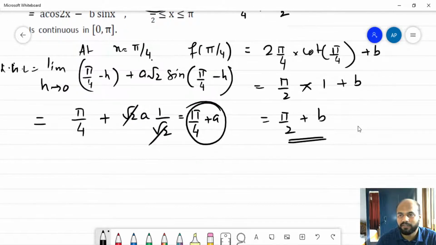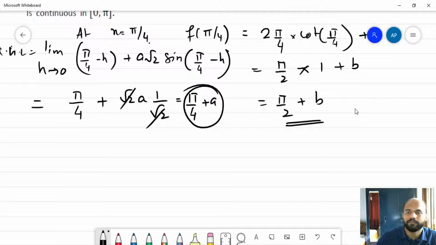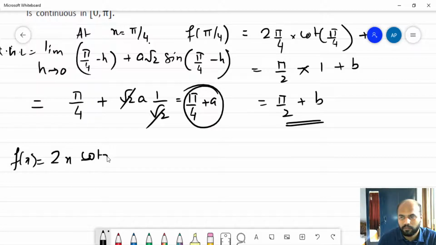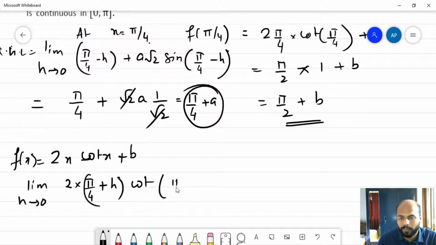And the value of RHL definitely is going to be the same, that is pi by 2 plus b. So for RHL, we will consider the next function, that is this. Function for RHL is going to be 2x cot x plus b. So limit h tending to 0, 2 into pi by 4 plus h, cot of pi by 4 plus h, plus b. So put h tending to 0 and what we get is the same, that is pi by 2 plus b.